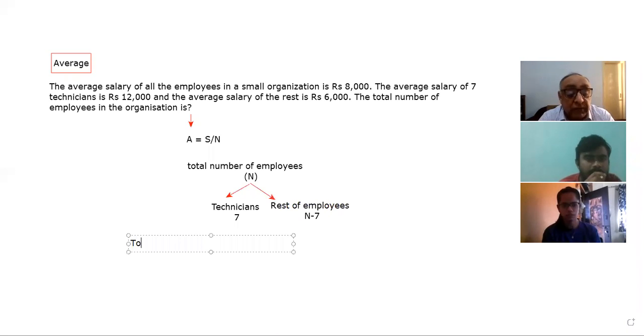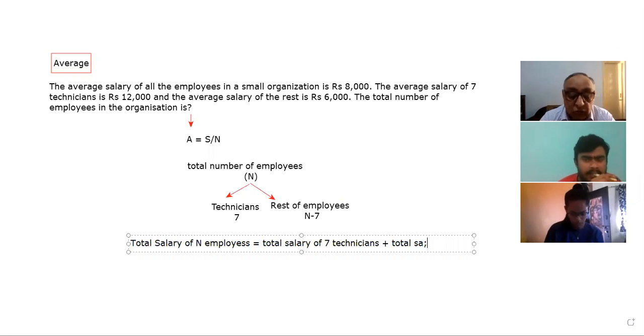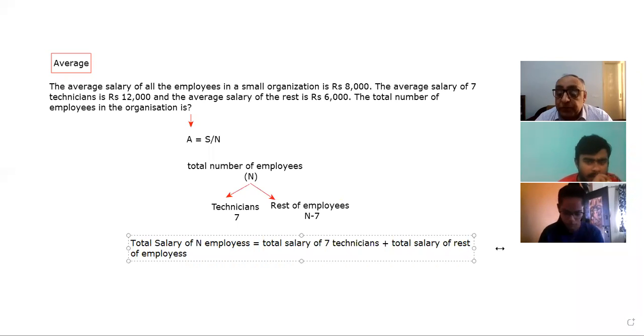I need to write it because I am to explain it to you, right? So the total salary of n employees is equal to total salary of 7 technicians plus total salary of the rest of the employees. Okay. So this is the point here, which is important to be noted. And on this basis, we will be able to solve this question, right?